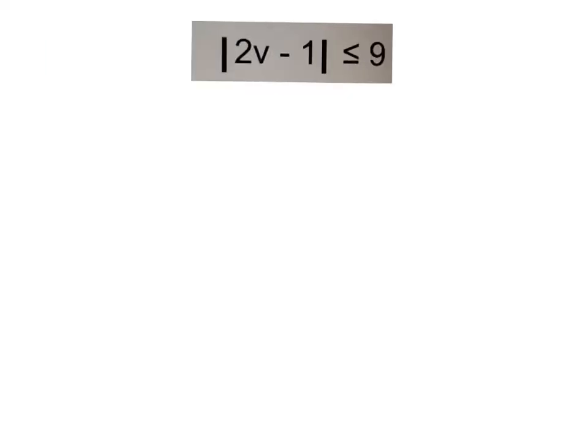Okay, just getting that repetition. In this one, the absolute value is alone again, so we're going to go right to writing our two separate inequalities. So 2v minus 1 is less than or equal to 9, and then 2v minus 1 is greater than or equal to negative 9.